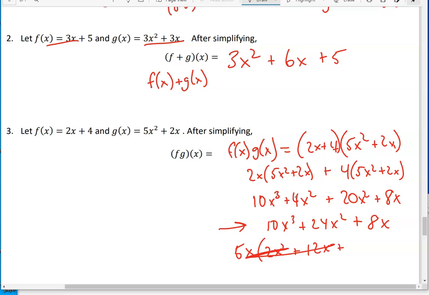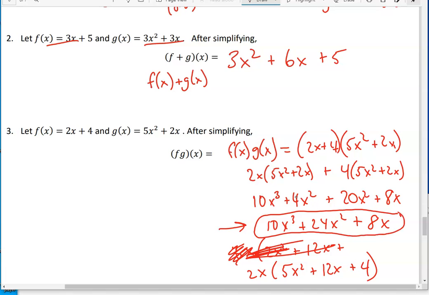Wait a minute. Messed up. 2x times 5x squared plus 12x plus 4. Had the 5 in the wrong place. And maybe that's factorable, but they didn't say to factor. I just noticed that this is where you can stop.